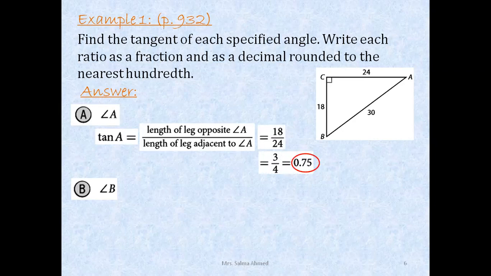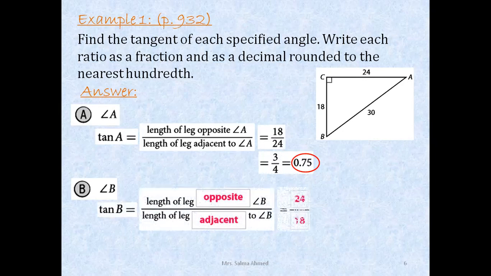Now we are going to move to angle B. Here is angle B, so the opposite is 24 and the adjacent equals 18. Tan B is opposite over adjacent, which is 24 over 18, and it gives me 4 over 3, which is approximately 1.33 to the nearest hundredth.